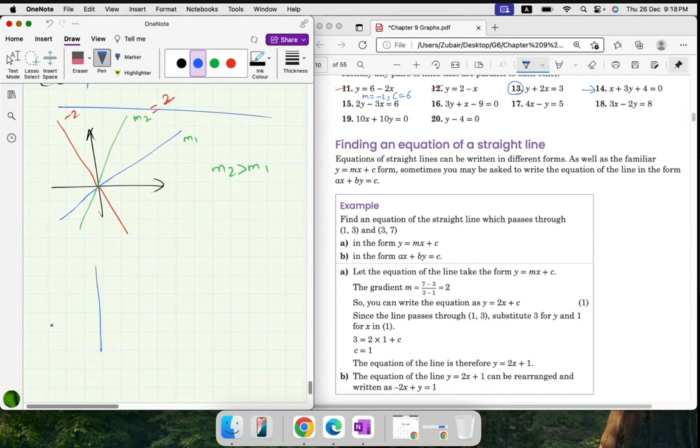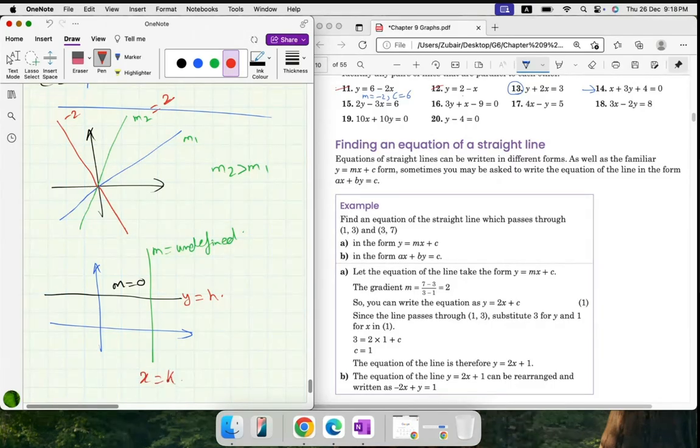And there are two important lines. Horizontal line gradient is equal to 0. Vertical line gradient is undefined. So when gradient is 0, it is y is equal to something. And when gradient is undefined, it is x is equal to something.